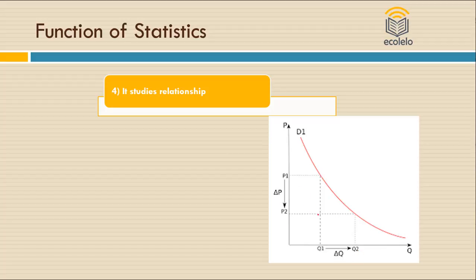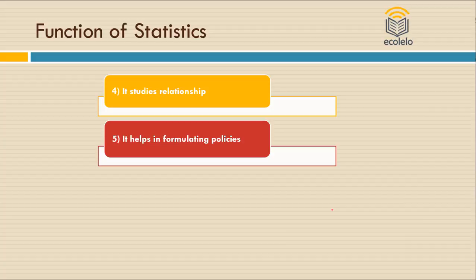When you've collected the data, you could derive a relationship between price and quantity demanded. Next, it helps in formulating policies. Whenever any organization collects data, let's say on unemployment and on poverty levels in an economy, using that particular data, the government formulates the future policies.